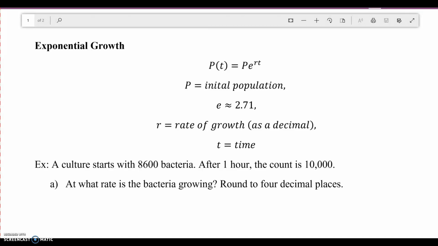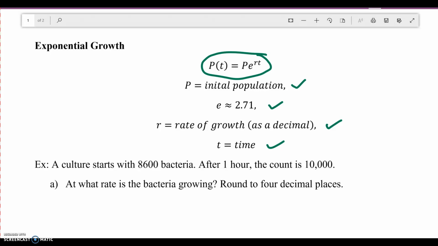So one of the applications for exponentials is exponential growth. Here we've seen this formula before. P of t is equal to P e^(rt). P in this case is the initial population, e is just approximately 2.71, r is the rate of growth, and t is the time.